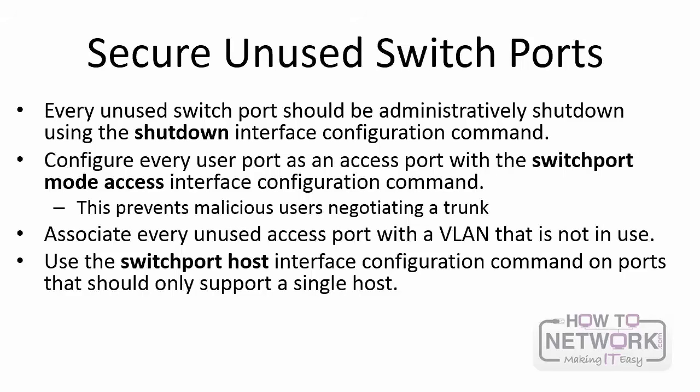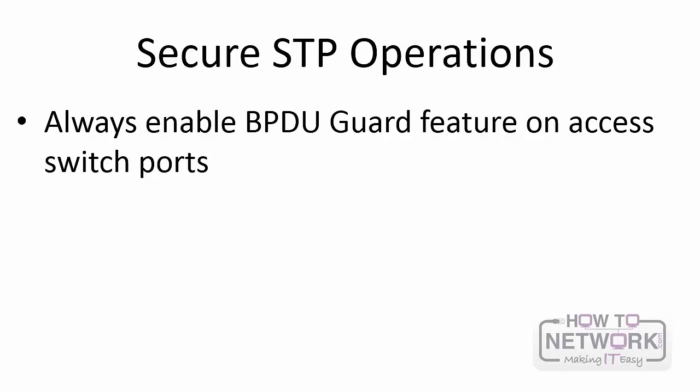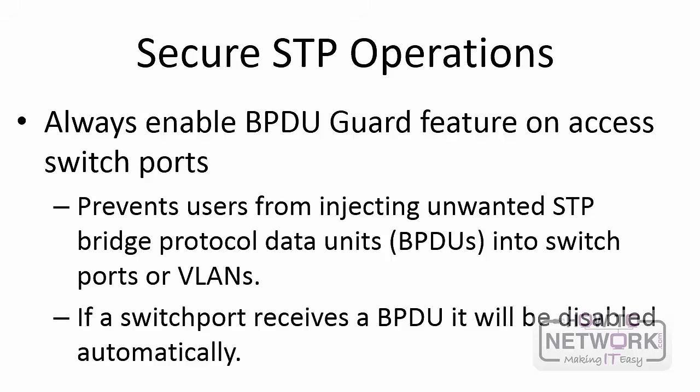Next, you should secure spanning tree. And the best way you can do this is with BPDU guard. Now, as you may know, a malicious user can inject STP bridge protocol data units, or what we call BPDUs, into switch ports, and this can disrupt your loop-free topology. So if you enable BPDU guard, that would disable the port immediately when it receives unexpected BPDUs. This is covered extensively in the spanning tree videos.